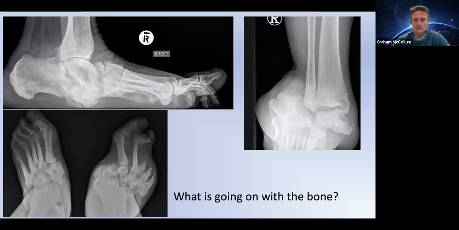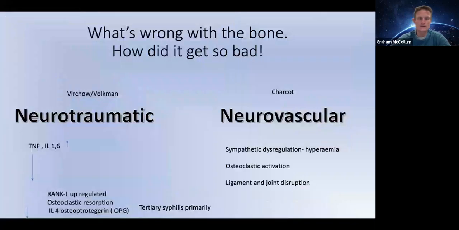And in these crazy situations, what's happening with the bone? How can it get so radically destroyed? We know that this is a hyperinflammatory situation with increasing tumor necrosis factor, interleukins, and total dysregulation of bone metabolism and osteoclast activation. But it also seems to affect ligaments and joints to get that kind of disruption.